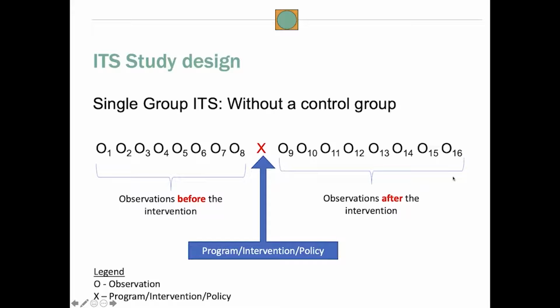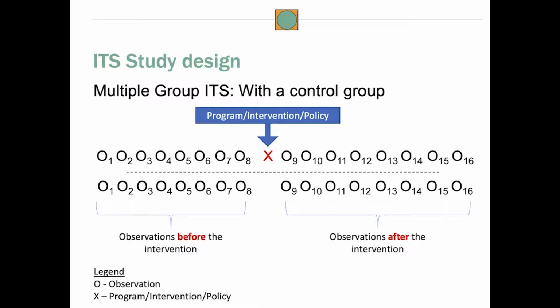And as the diagram illustrates, we'll need 8 time periods before and after our intervention. And how do we know we have an intervention? Our X represents, and our arrow pointing to it tells us that we have a program, intervention, or policy that occurred. The second example or study design used for ITS is the multiple group ITS. So in this case, it includes a control group. So we have more than one cohort that is being analyzed, and you will notice that we have two separate lines here.